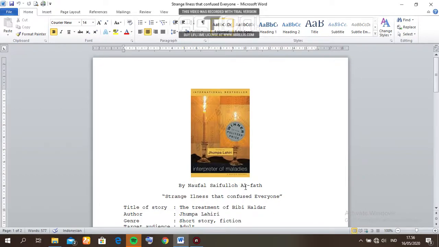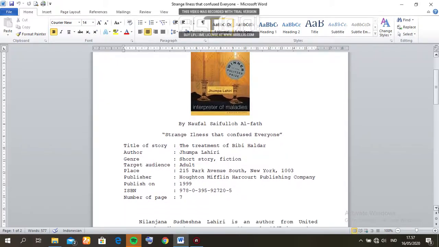Okay, I will explain about the elements of a literary review. The first is the bibliographical information. It contains the author's name, subtitle if any, kind of text, target audience, editor if any, place, publisher and date of publication, edition if any or necessary, the number of pages, and the book price. So here is the example.